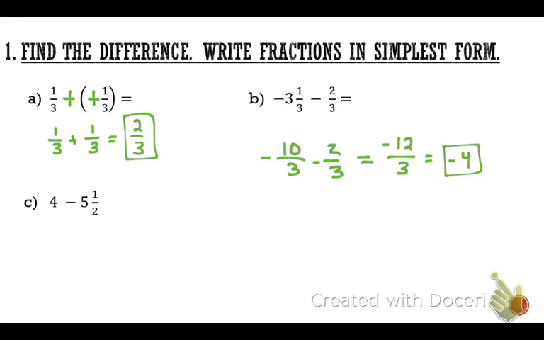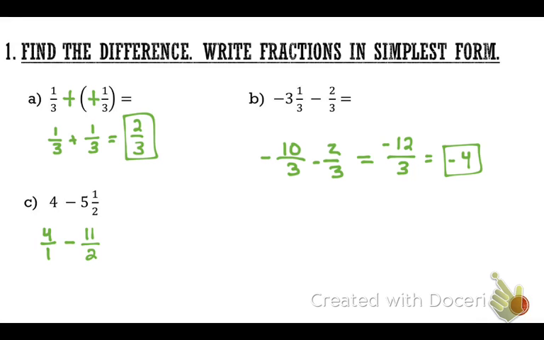Problem C says 4 minus 5.5. How can I make that 4 look like a fraction? 4 over 1. Okay, so I'm just going to simply rewrite that as 4 over 1. Bring down your minus sign. And now how can I make 5.5 look like a fraction? What do I do? 5 times 2 plus 1. What do you get? 11 over 2. Am I ready to subtract now?